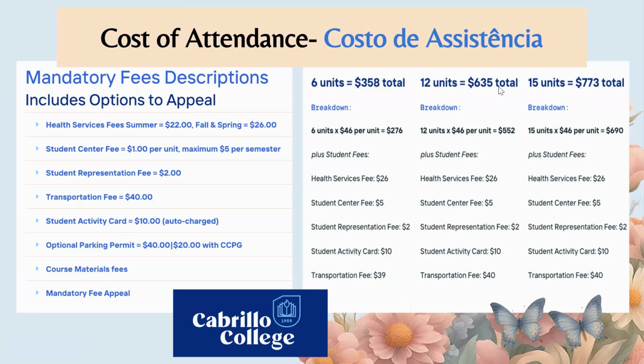635. Now, if a student is planning to attend for the whole year at Cabrillo, then if they're taking 12 units each semester, they would multiply this by 2, and this total will turn out to be the cost of attendance for a year. But this is just an idea of how much it costs at Cabrillo. It's similar for other community colleges that they charge per unit.